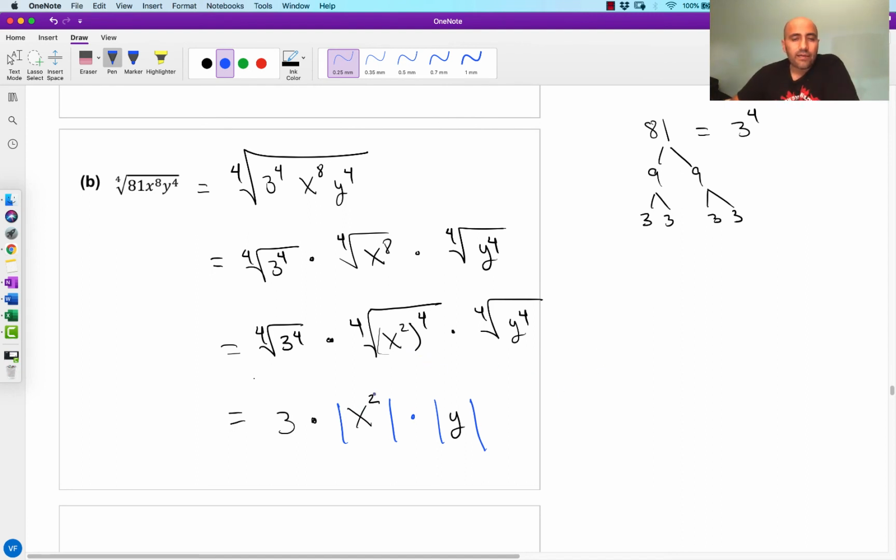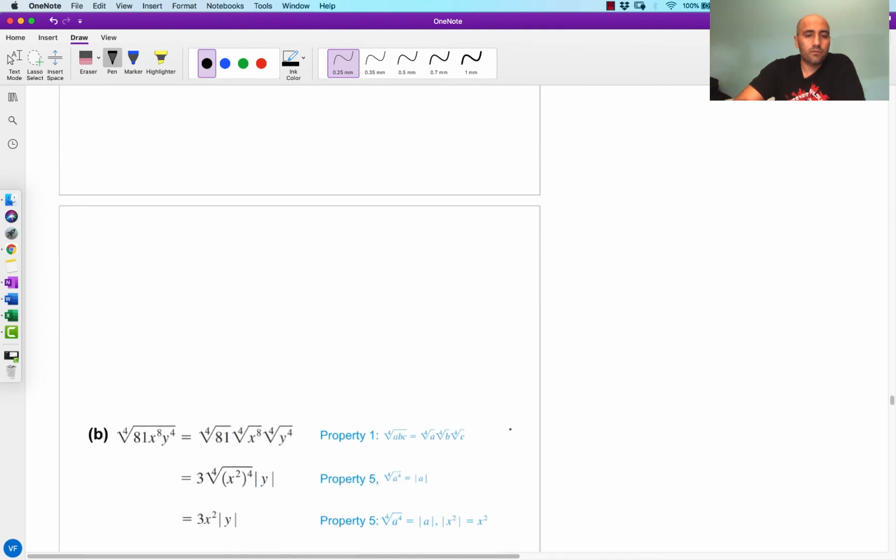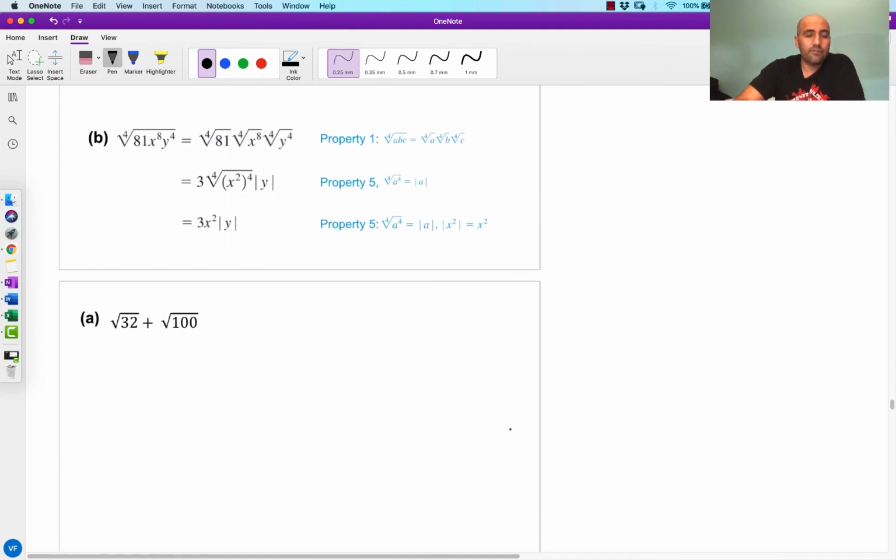Good. But now x squared is always going to be positive, so this is just kind of redundant. I don't need to wrap it around absolute values because you're always going to get a positive answer after you square it. So our final answer is just going to be 3x squared absolute value of y. Good. 3x squared absolute value y.